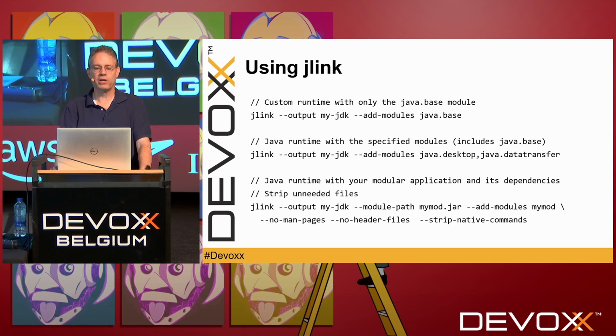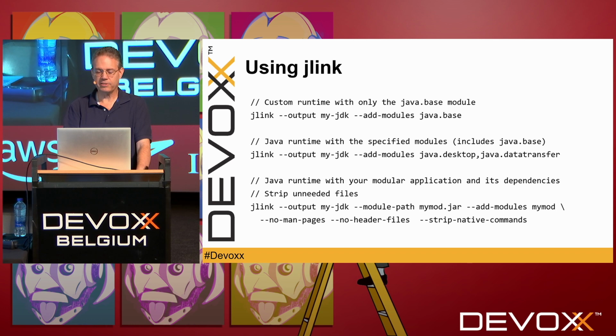The first one is the simplest one. That creates a very small JDK that only includes java.base. java.base, if you're aware of it, is the module that contains java.lang, java.util, and a few other things, but most of the things that could be optional that aren't needed to run a minimal hello world program are not part of java.base. So this would be a very small runtime. It probably wouldn't do what most applications need, but it's the simplest example.